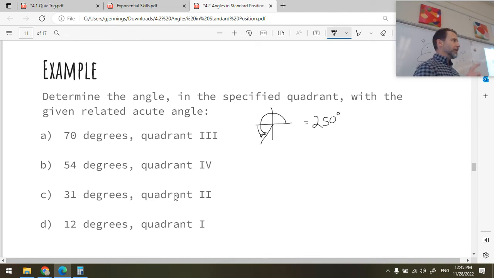I really encourage you to visualize it and build your formula from the visualization every time. That way you don't have to memorize. You just have to remember that a straight line is 180.